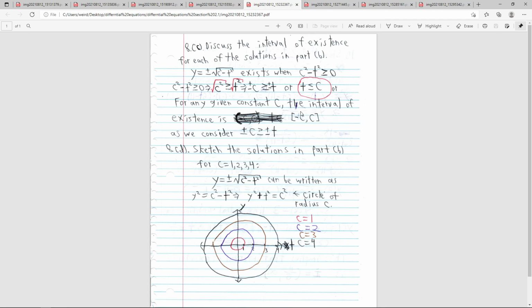For any given constant c, the interval of existence is negative c to c in square brackets, meaning that it includes negative c and c and everything in between, as we basically consider plus or minus c greater than or equal to plus or minus t, because of how that works.